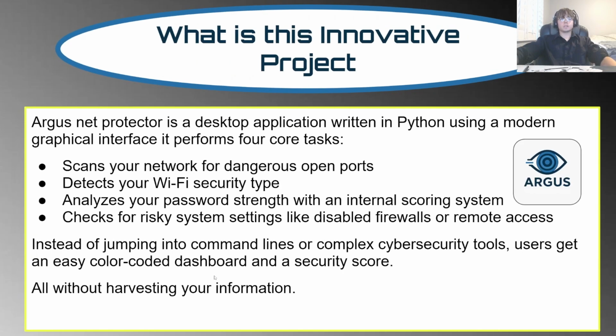What makes this project innovative? Now, this is a great question. Argus Net Protector is a desktop application that is 100% written in Python using a modern graphical interface to perform 4 core tasks: scanning your network for dangerous open ports while detecting your Wi-Fi security type, followed by analyzing your password strength with an internal scoring system, all while checking for risky system settings like disabled firewalls or remote access. Instead of having you jump through command lines or complex cybersecurity tools, users get an easy, color-coded dashboard and a security score, all without having your information harvested.